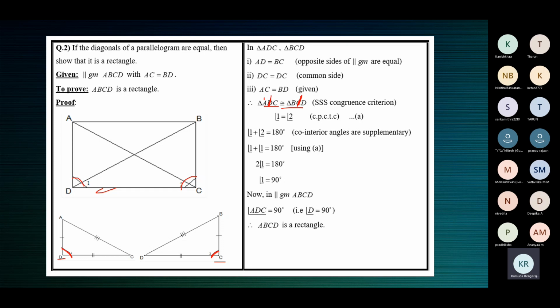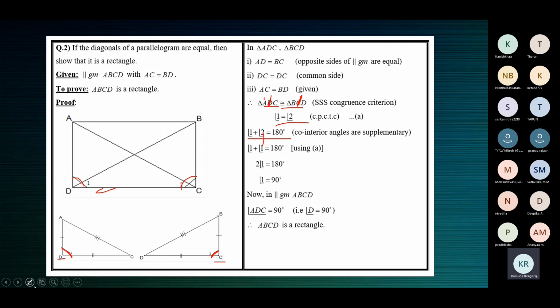So that means they're supplementary, because ABCD is a parallelogram. So angle 1 is equal to angle 2 by CPCTC, but 1 plus 2 is 180. But 1 and 2 are equal, so you can write 2 as 1. 1 plus 1 is 180, twice of 1 is 180, angle 1 is 90 degrees. So we proved that one angle is a right angle.